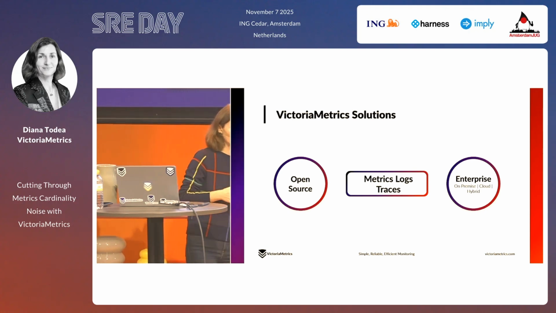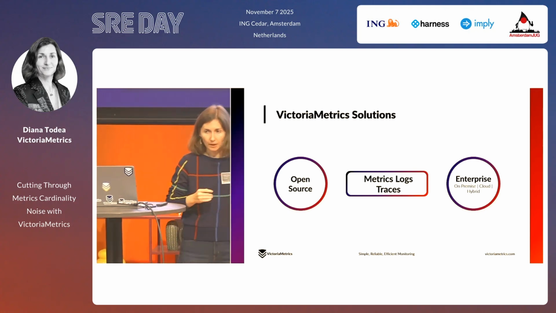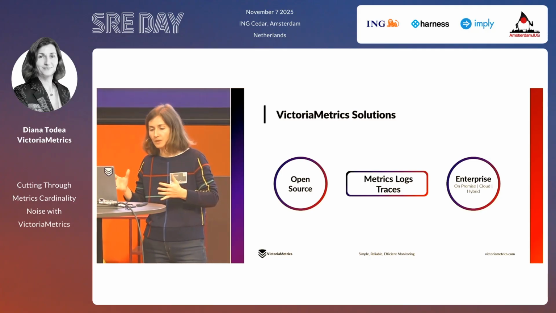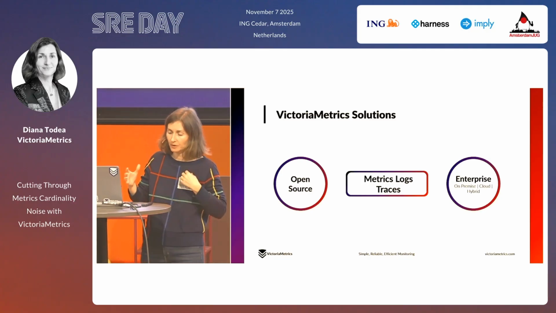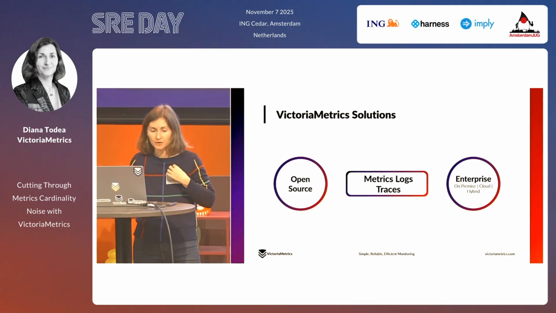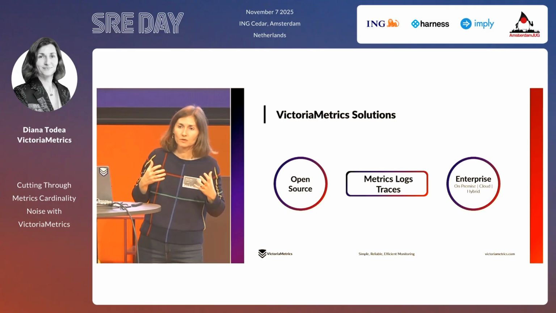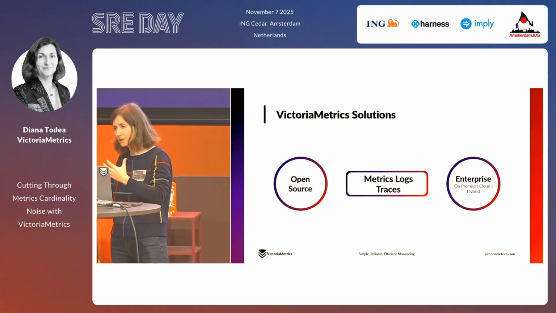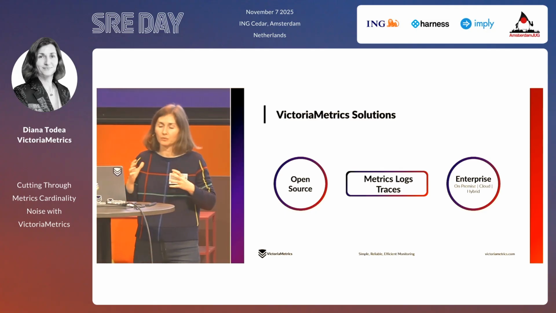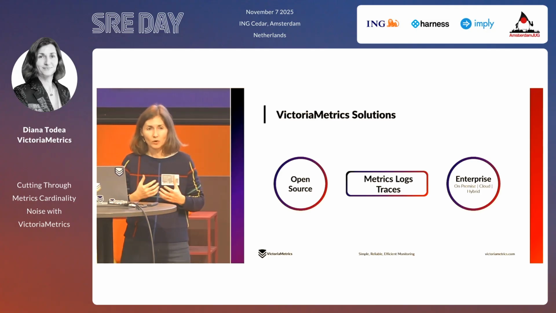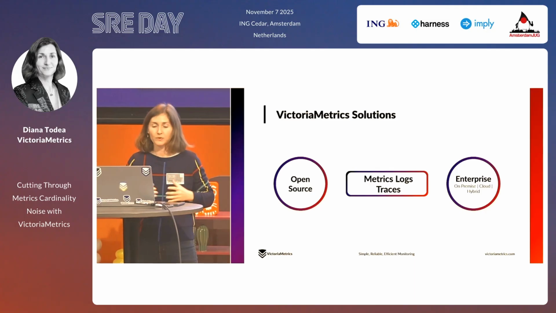So we're coming to VictoriaMetrics. Like I said before, if you're not familiar with it, VictoriaMetrics appeared as an idea from some engineers who wanted to address the issues of scalability with Prometheus. So they created this open source project. It's still open source.